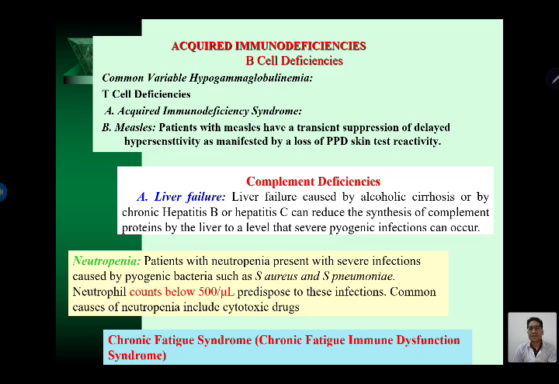Neutropenia. Patients with neutropenia present with severe infection caused by pyogenic bacteria such as S. aureus and S. pneumoniae. A neutrophil count below 500 per microliter predisposes to these infections. Common causes of neutropenia include cytotoxic drugs. Chronic fatigue syndrome, chronic fatigue immune dysfunction syndrome.